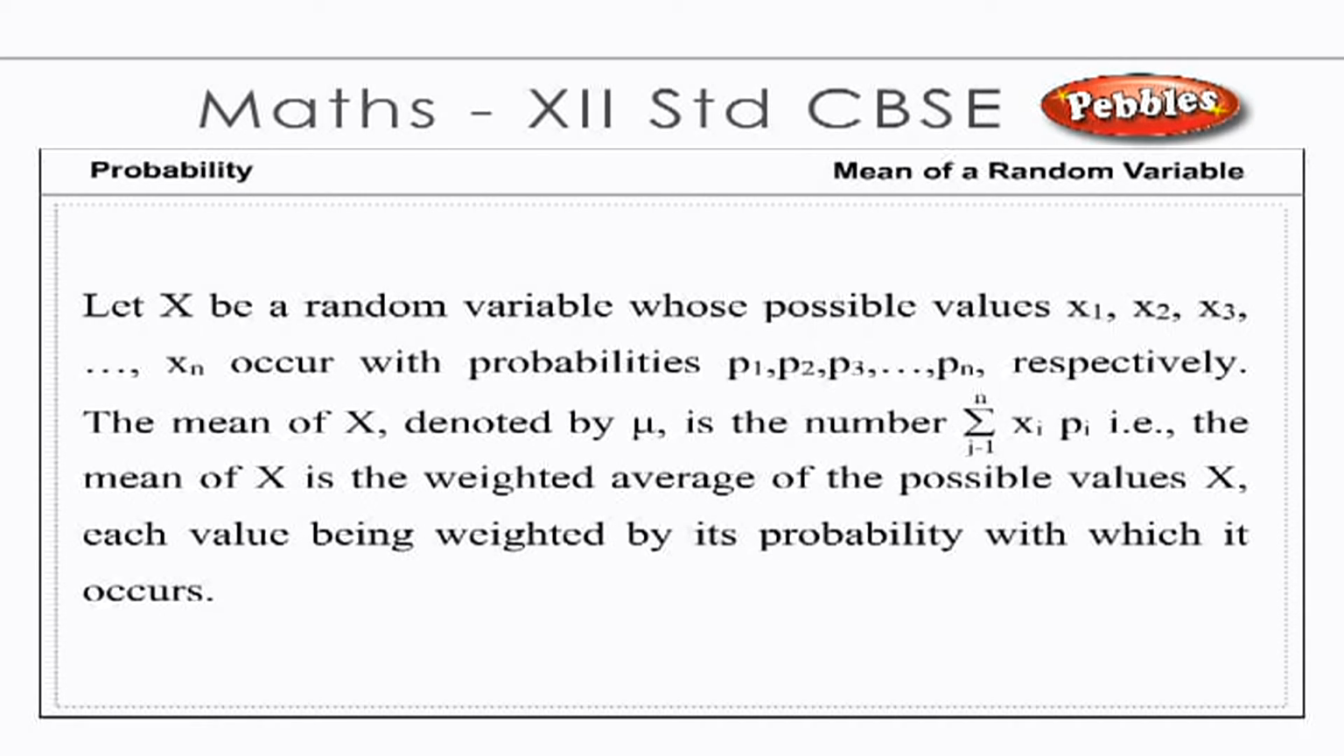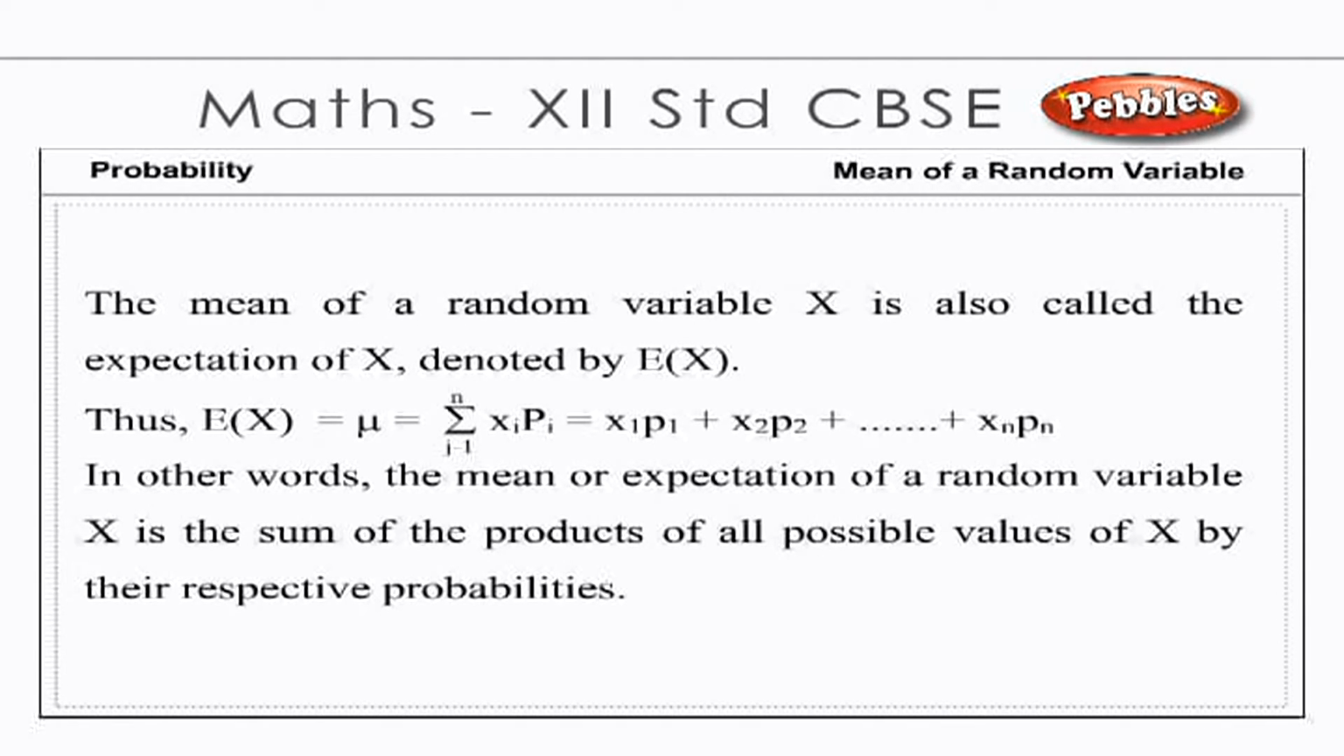sigma i equal to 1 to n of xi pi, that is, the mean of X is the weighted average of the possible values of X, each value being weighted by the probability with which it occurs. The mean of a random variable X is also called the expectation of X, denoted by E(X). Thus, E(X) equal to mu equal to sigma i equal to 1 to n of xi pi equal to x1 p1 plus x2 p2 plus till xn pn.